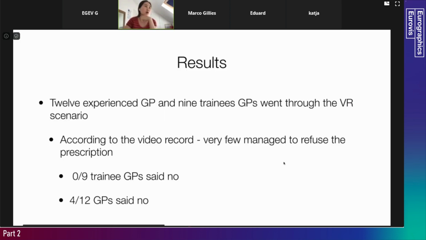With all the participants we had 9 trainee GPs and 12 more experienced GPs. When we go through the video clips of whether they said yes or no, actually none of the trainee GPs said no. So they all basically gave in at some point. And 4 out of the more experienced GPs managed to say no. So there's basically an indication that experience does play a factor here. But it's also really interesting to see that, despite nothing being real and your task being to say no, the majority of participants actually failed that task.